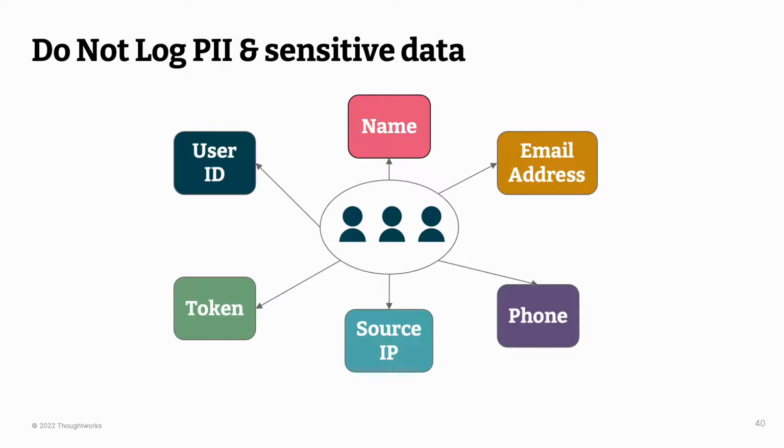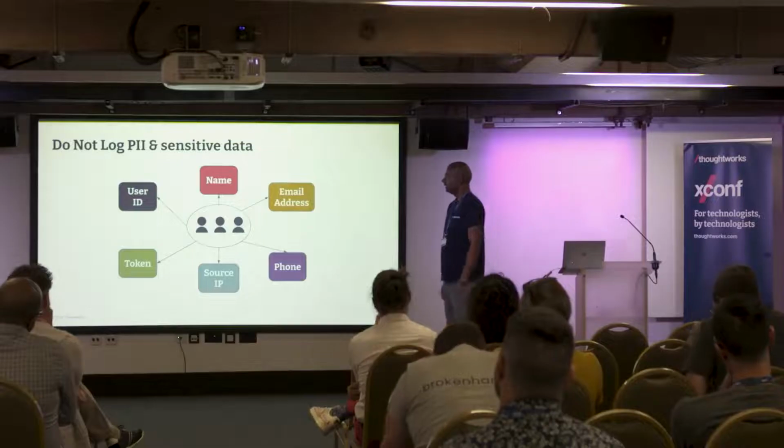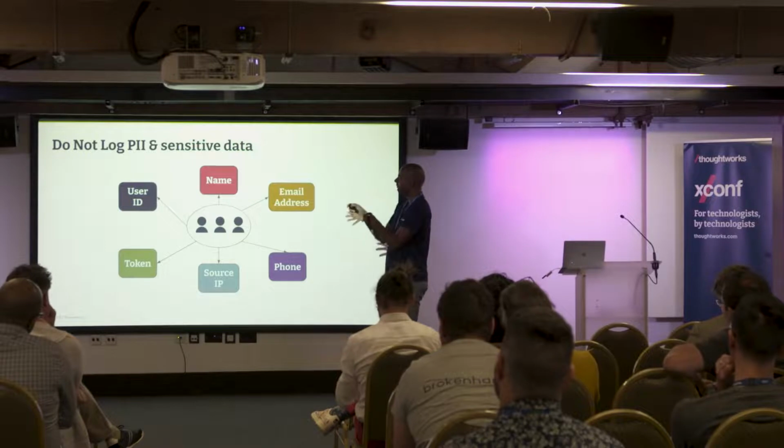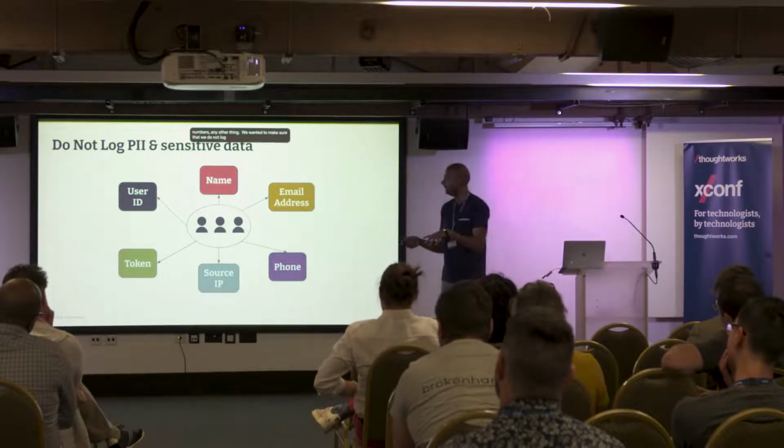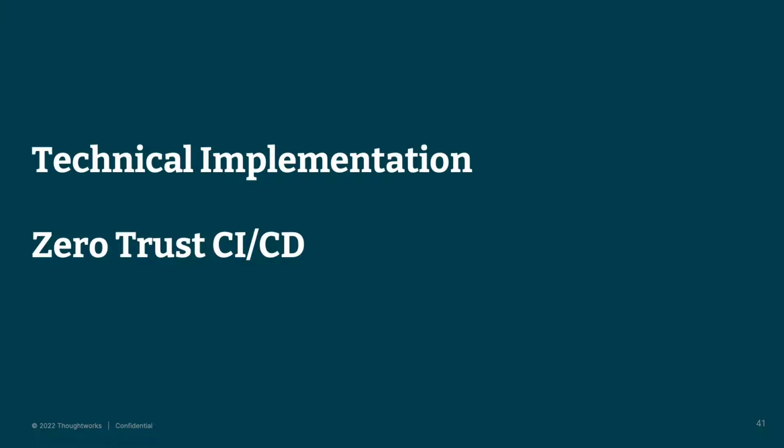We wanted to make sure that we do not log this information into our system. So that's the 6 pieces that we defined as part of Zero Trust CI/CD. That's a theory. How are we going to implement this?